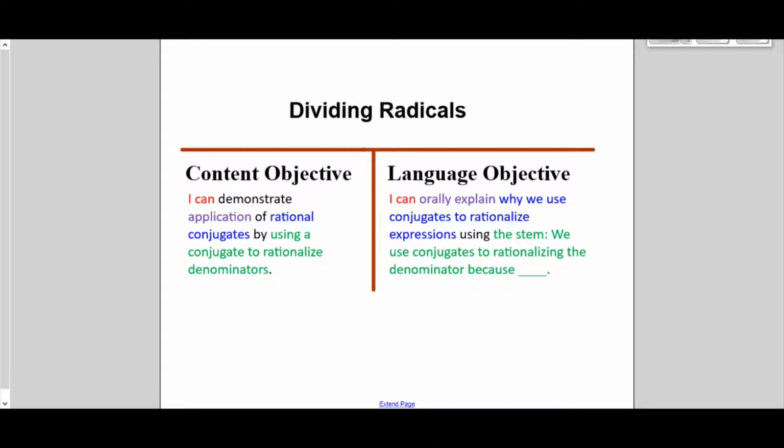In this video, I'm going to go over how to divide radicals, and primarily this is going to focus on how we rationalize denominators. So you can label this dividing radicals. And by the end, you're going to be able to explain why we use conjugates to rationalize the denominator.